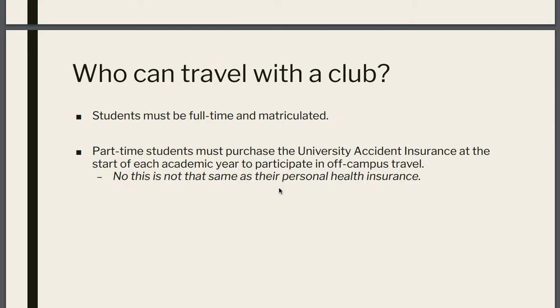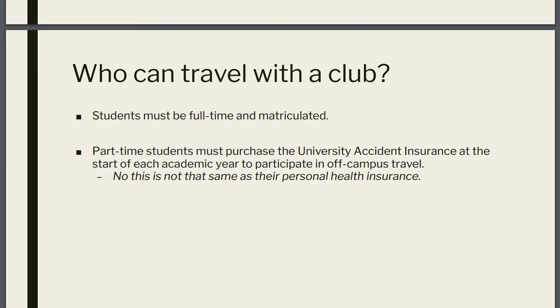you can travel with a club. If there are any part-time students that want to travel with a club, they need to purchase the university accident insurance. This is not the same thing as having your own personal health insurance. This is liability insurance that you have to purchase through the university. So if there are any part-time students in your club that want to go on a trip, please have them reach out to the Office of Student Involvement and we will connect them with the insurance company to purchase the insurance necessary for them to participate.